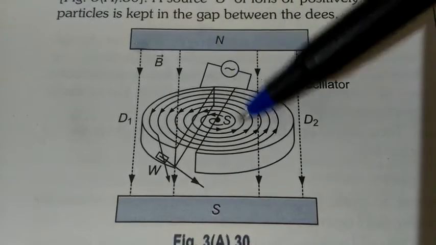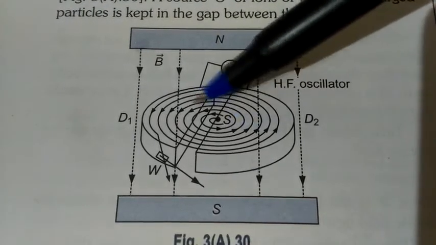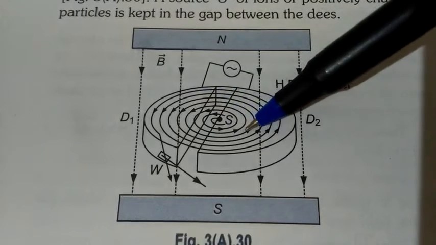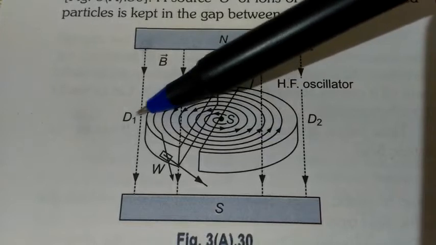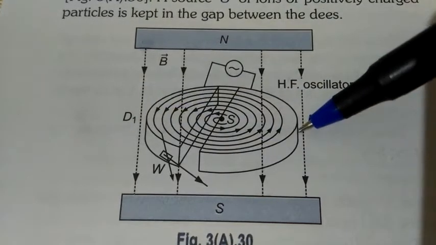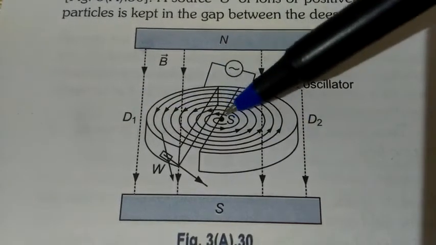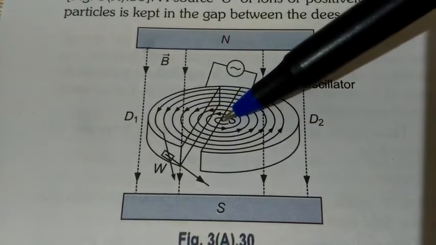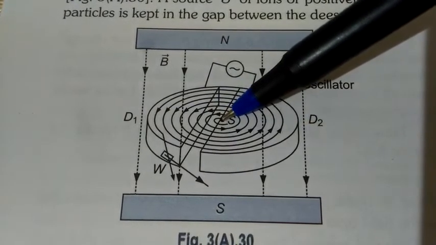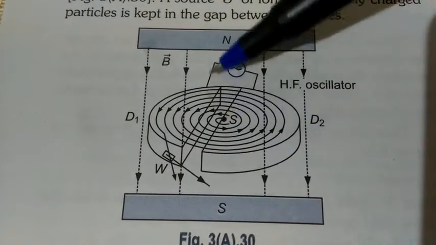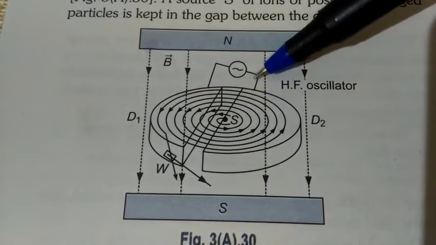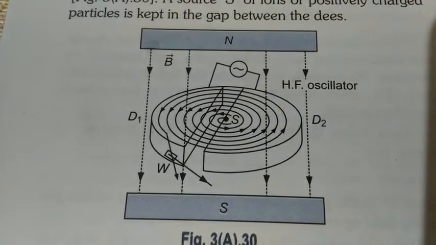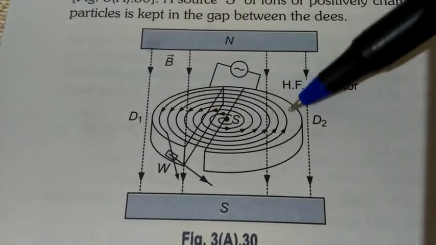Now let us discuss the working. So here you can see two shells are there. These are in form of Ds. First metallic shell is called D1 and second one is called D2. Here in between these two shells, at a point S, we place the particle which we have to energize. After that, we switch this oscillator on and the alternating current starts flowing through the Ds.